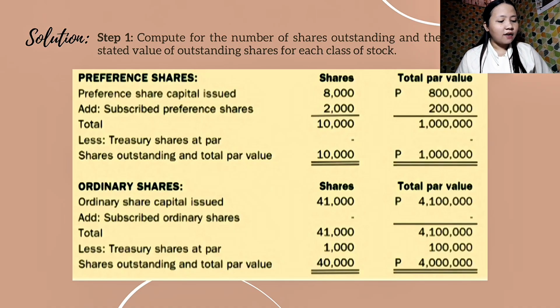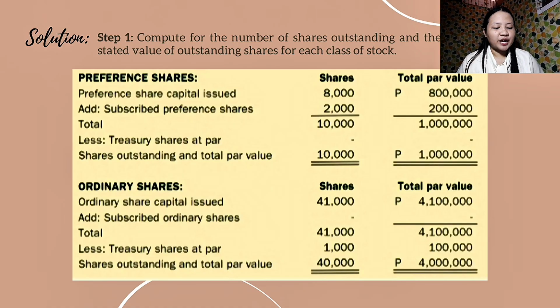So, start with the preference shares. The company issued 8,000 shares and subscribed preference shares of 2,000. So, that would be a total of 10,000 shares. Where did the 10,000 shares come from? The 8,000 shares we add to the 2,000 subscribed preference shares. So, it would be 10,000 shares in total. So, with 100 pesos par value, that would give us a total value of 1 million pesos. Where did the 1 million pesos come from? The total 10,000 shares earlier we multiply by the par value of 100 pesos. So, that would give us an amount of 1 million pesos.